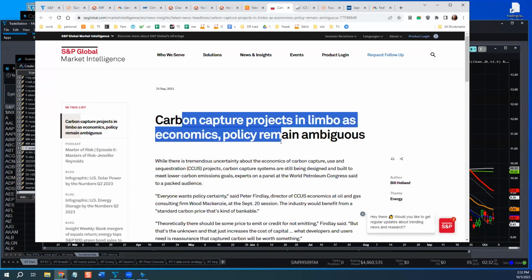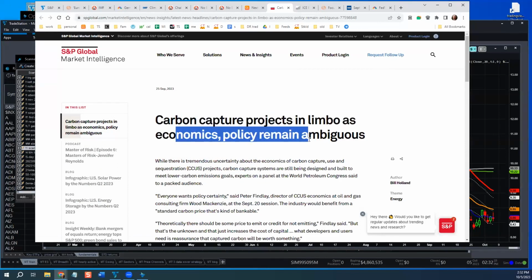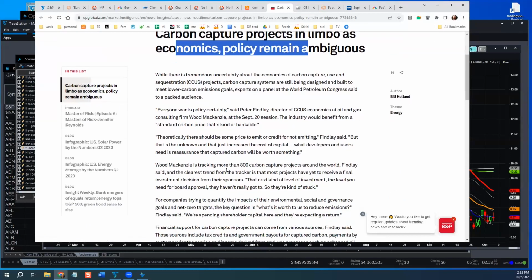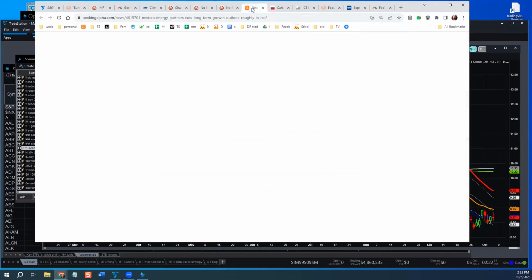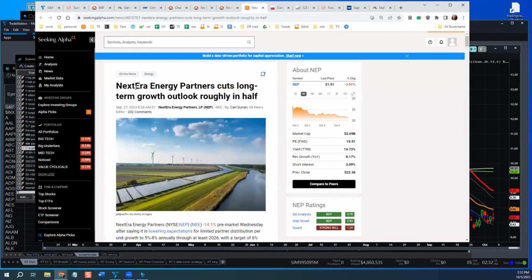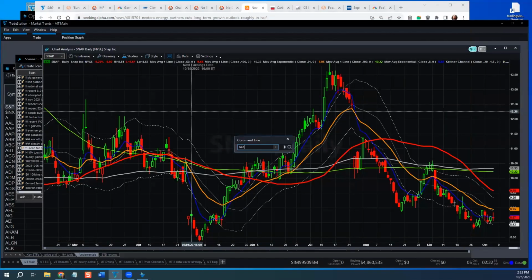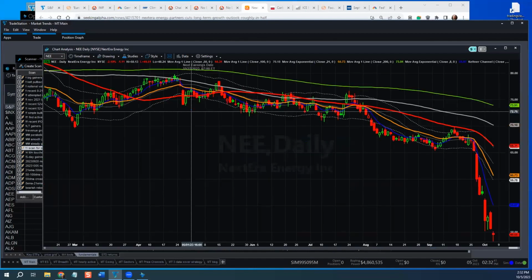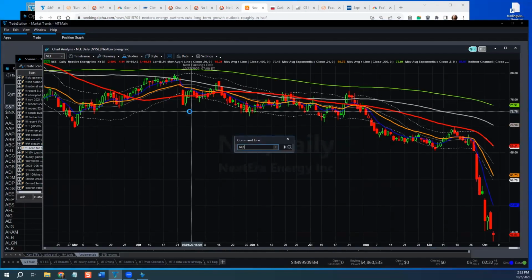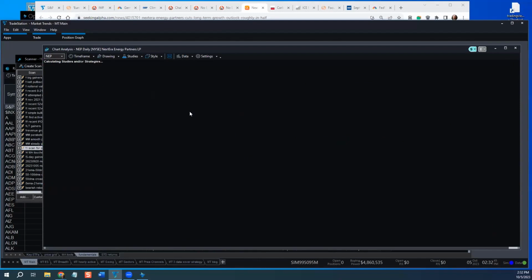Carbon capture projects in limbo as the economics remain ambiguous. Well, this is what happens when interest rates go up. Suddenly, these things don't make as much money. Here's something, NextEra. This was one of the darlings of green energy with a bunch of wind farms. This stock has gotten annihilated. Now, they're also the biggest utility stock. I think it was NEP.